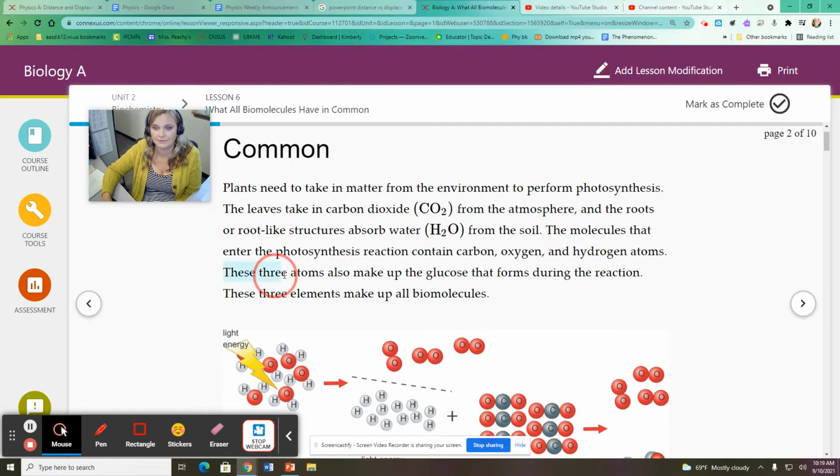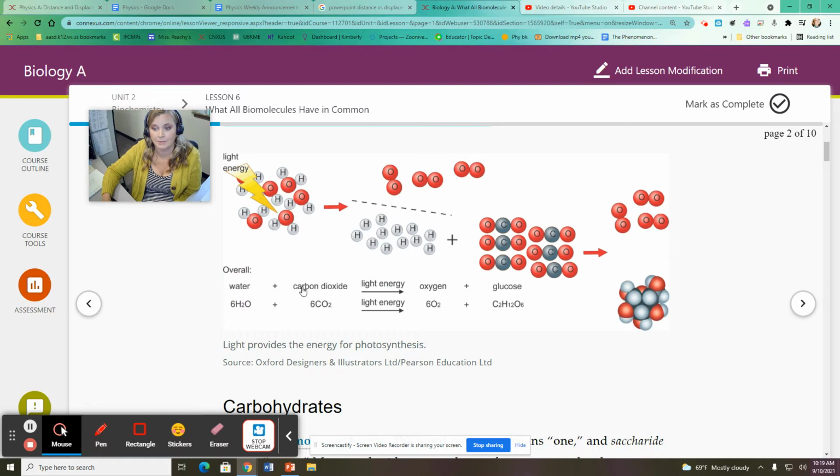In fact, these three atoms make up the glucose molecule that forms during the reaction. These three elements make up all biomolecules. So right away, we find out that all biomolecules contain three elements: carbon, hydrogen, and oxygen. They may have other elements as well, but those three are fundamental to make these biomolecules.